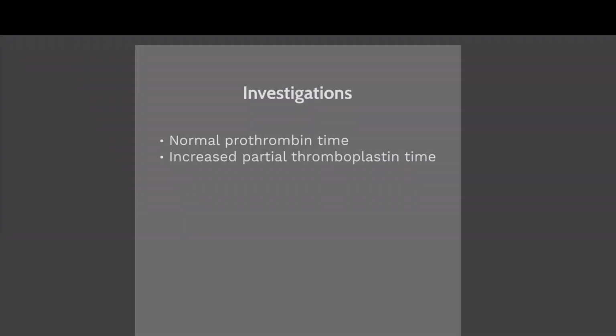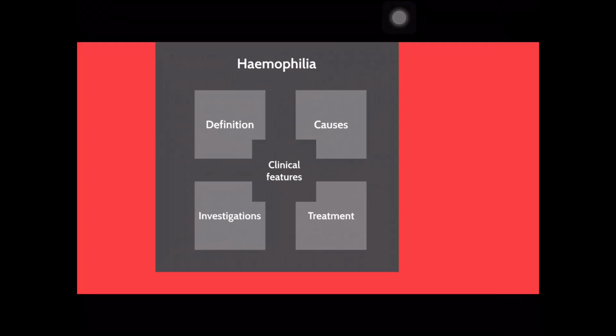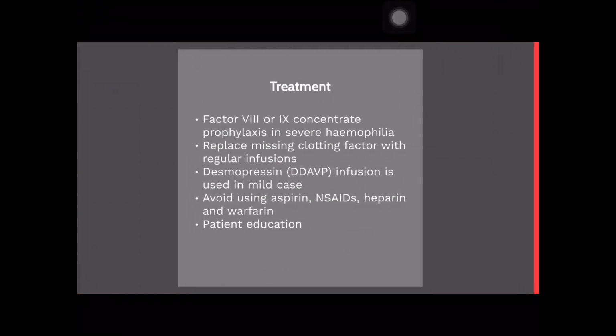Investigation of hemophilia includes normal prothrombin time and increased partial thromboplastin time. Next, I will talk about treatment of hemophilia. Recombinant factor 8 concentrate for hemophilia A or recombinant factor 9 concentrate for hemophilia B is given by prompt intravenous infusion as well as by closely monitoring of plasma levels whenever there is any bleeding.